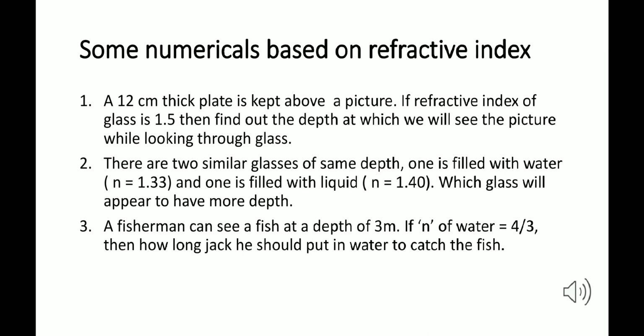Now the third one. A fisherman can see a fish at a depth of 3 meters. Okay. A fisherman can see that at his apparent depth. If refractive index of water is 4/3, then how long a jack should he put in water to catch the fish? Now, when he has to put a jack, he has to put it at the real depth, then only he can catch the fish. So in that case, real depth is to be calculated. So 4/3 is equal to real depth upon 3. So refractive index multiplied by 3 will give you the real depth. So 4/3 into 3, and that comes to 4 meters. So your answer is 4 meters over here.